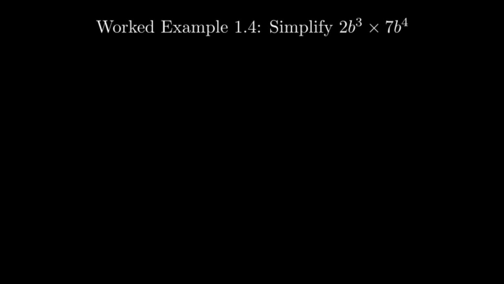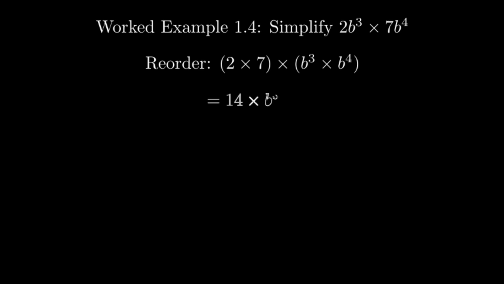Let's simplify 2b cubed times 7b to the fourth. First, let's reorder the multiplication to group the numbers together and the variables together. So we have 2 times 7 and b cubed times b to the fourth. 2 times 7 is 14. For the variables, we have the same base b, so we add the exponents, 3 plus 4. This gives us a final answer of 14b to the seventh. So you see, we just multiply the coefficients and then apply the exponent rules to the variables.